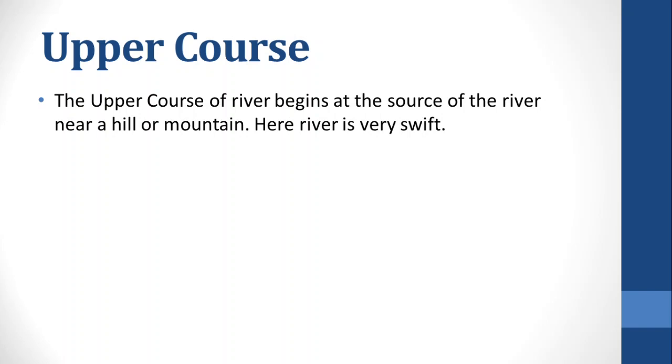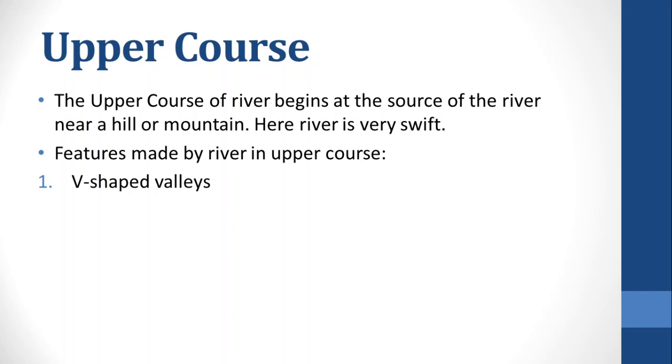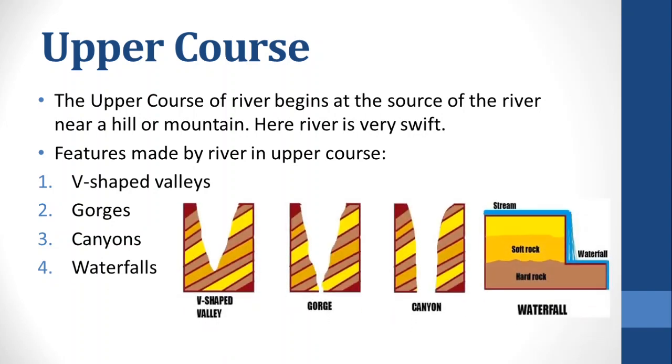Upper course. The upper course of a river begins at the source of the river near a hill or mountain. Here, the river is very swift. Features made by river in the upper course: first, V-shaped valley; second, gorges; third, canyon; fourth, waterfall. Look at the figure.